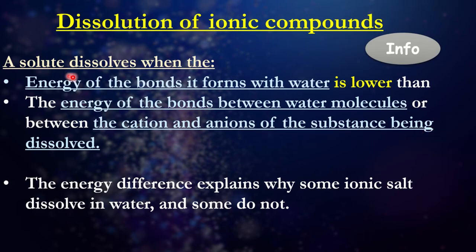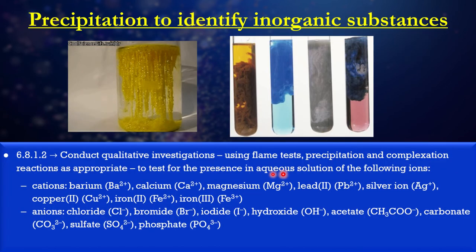So the idea is when a solid dissolves into a solution, the energy of the bond it forms with water is lower than the energy of the bonds between the water molecules or between the cation and the anions in solution. This difference in energy will explain why some ionic salts dissolve in water and some do not. That's just a nice little recap. So let's look at what the value of precipitation is to analyzing inorganic substances.